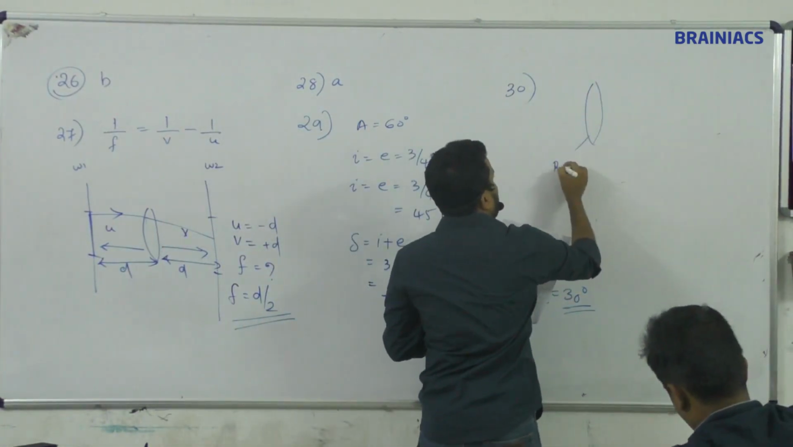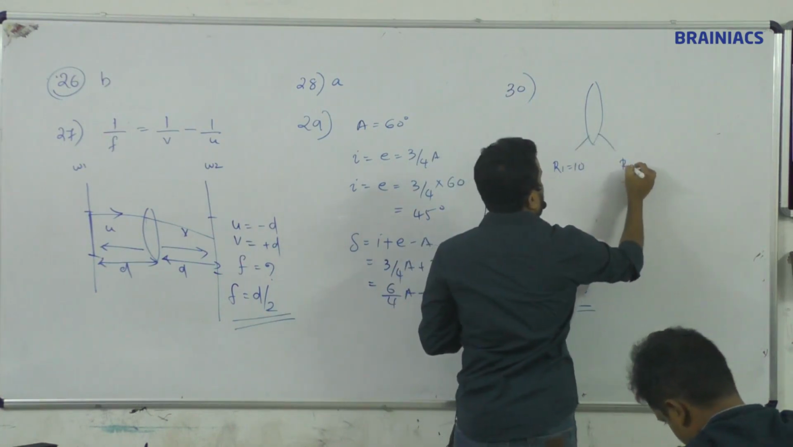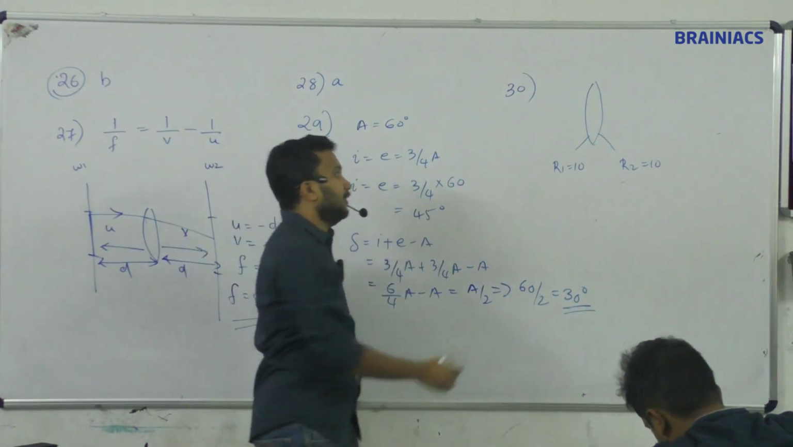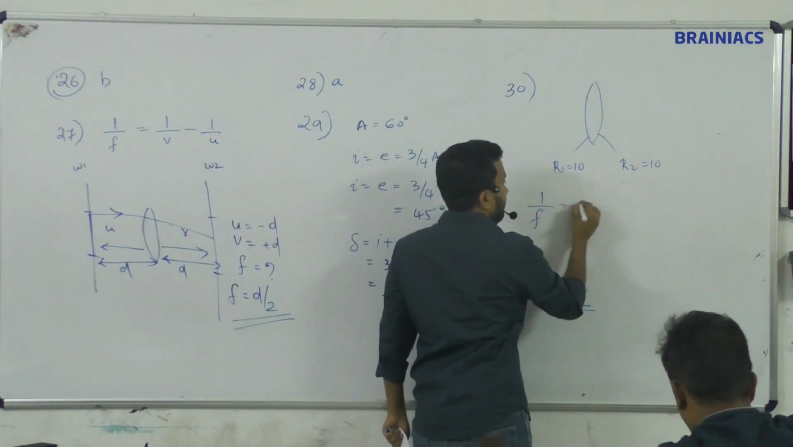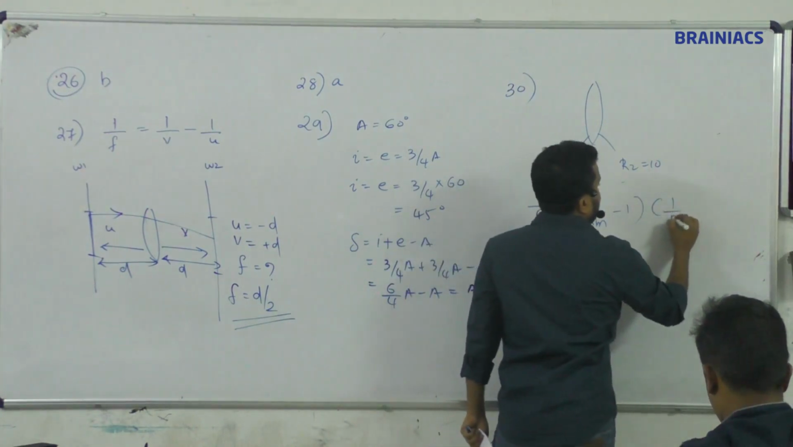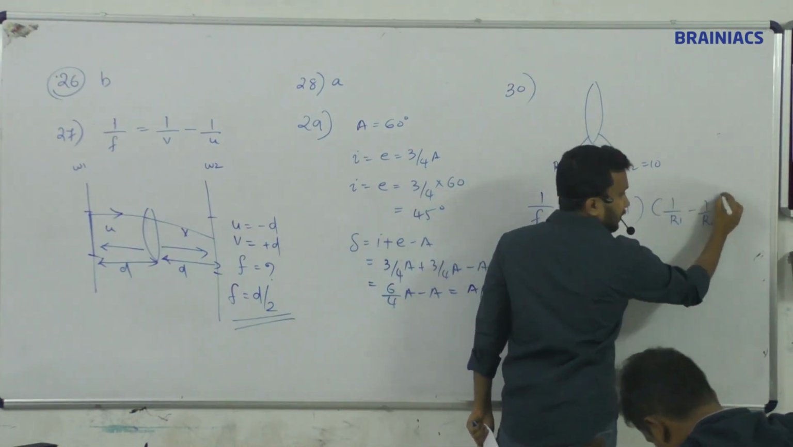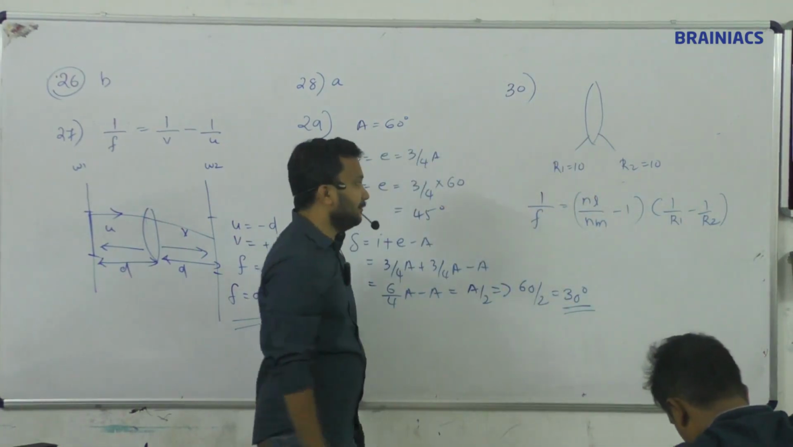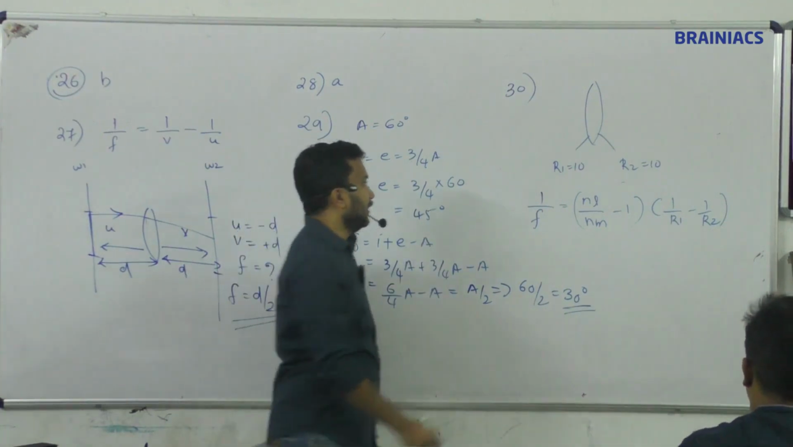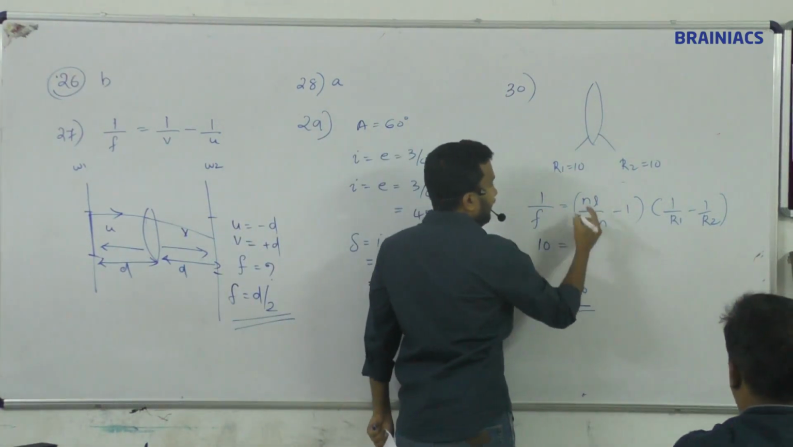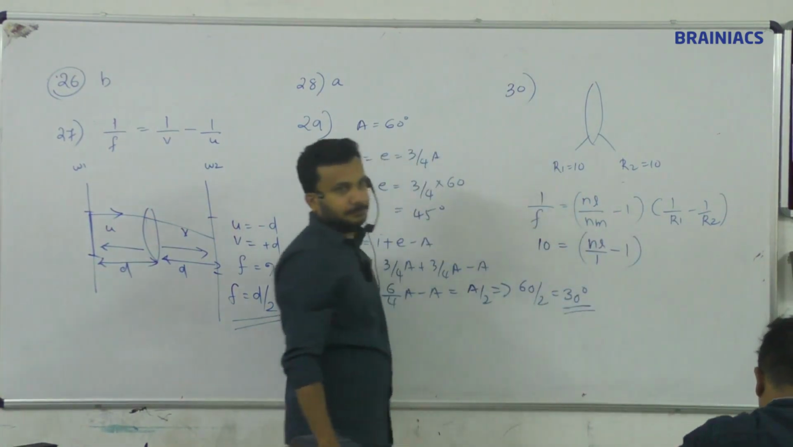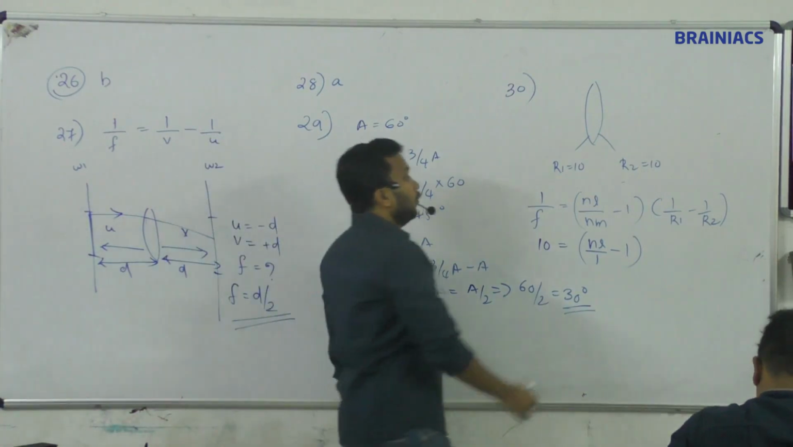So R1 equal to 10 and R2 equal to 10 is given. Now we have to substitute. To find the focal length: 1/f equal to nl divided by nm minus 1, into 1/R1 minus 1/R2. 1/f is called power, which is given in the question as 10 diopter. So 10 equal to nl minus 1, which has to be found out. nm is 1, the medium is air by default if not given in the question.